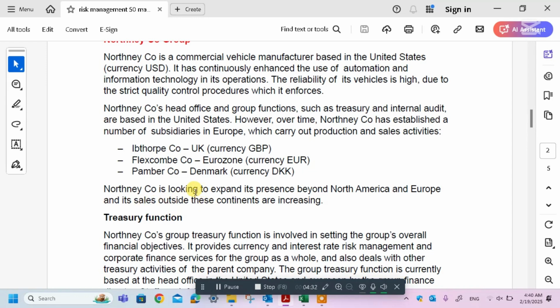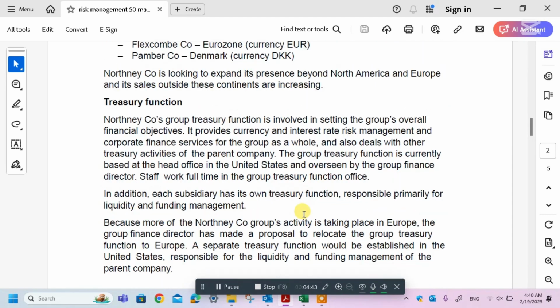Northern Company is looking to expand its presence beyond North America and Europe, and its sales outside these continents are increasing. Treasury function. Northern's group treasury function is involved in setting the group's overall financial objectives. It provides currency and interest rate risk management and corporate finance services for the group as a whole, and also deals with the treasury activities of the parent company.